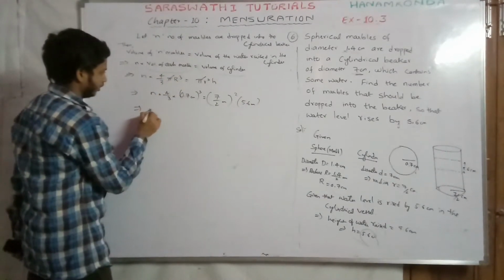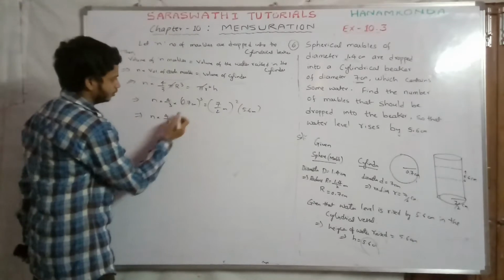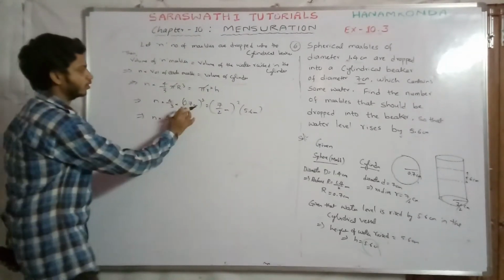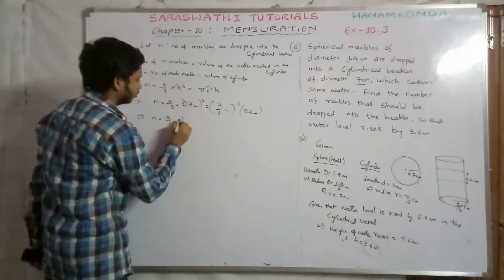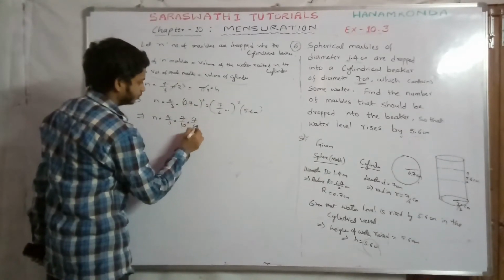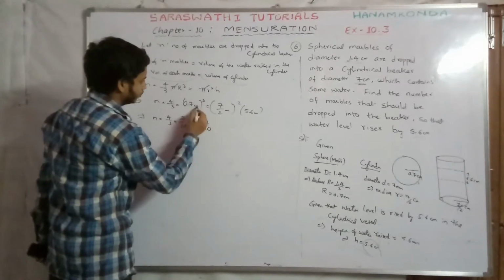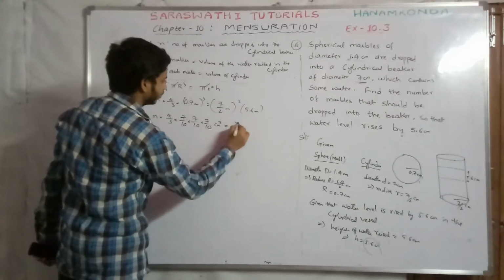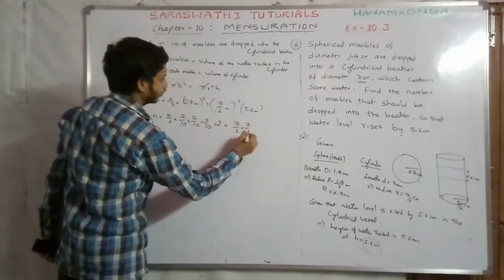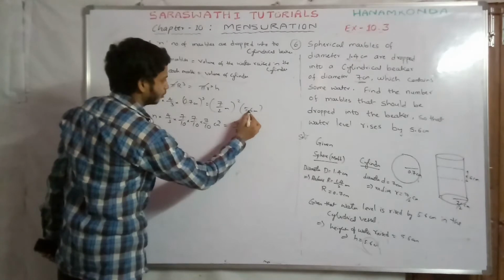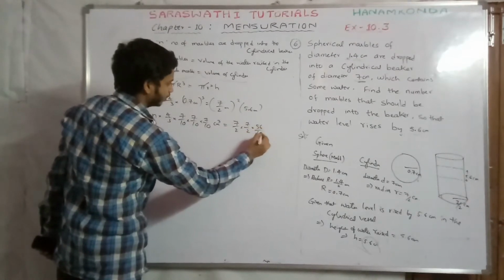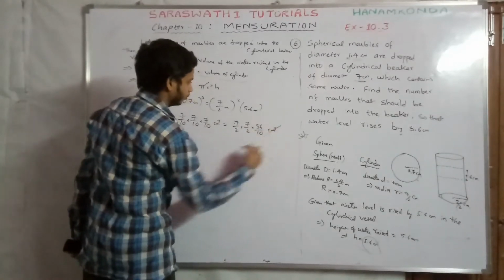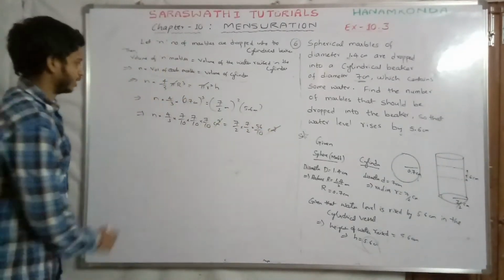It implies n into 4 by 3 into 0.7 centimeters whole cubed. 0.7 can be written as 7 by 10, so 7 by 10 whole cubed means 7 by 10 into 7 by 10 into 7 by 10 cubic centimeters, equal to 7 by 2 whole squared, that means 7 by 2 into 7 by 2, into 5.6 centimeters. 5.6 can be written as 56 by 10. Centimeter squared into centimeter gives cubic centimeters, so the cubic centimeters get cancelled.